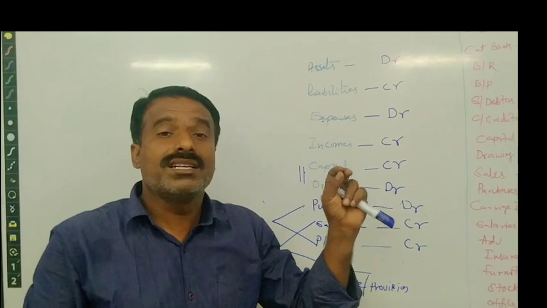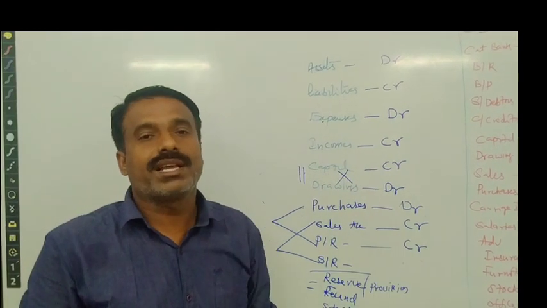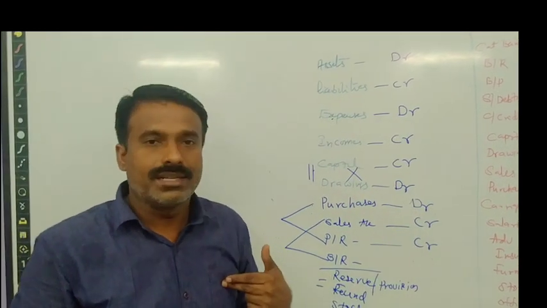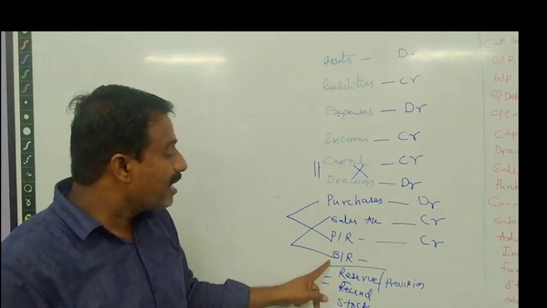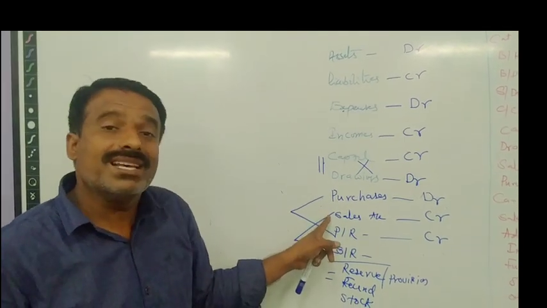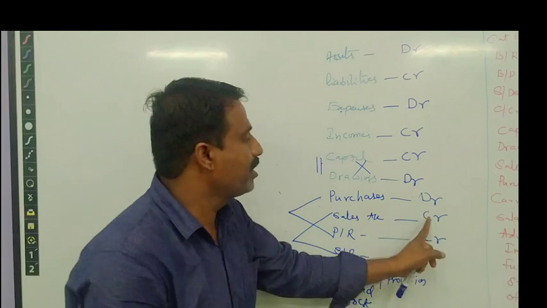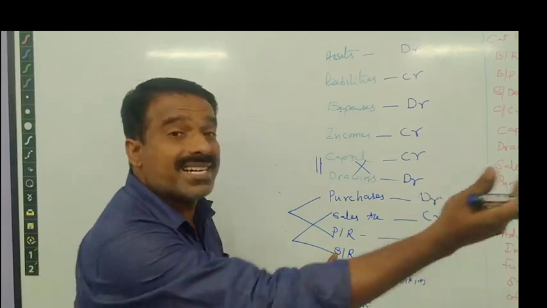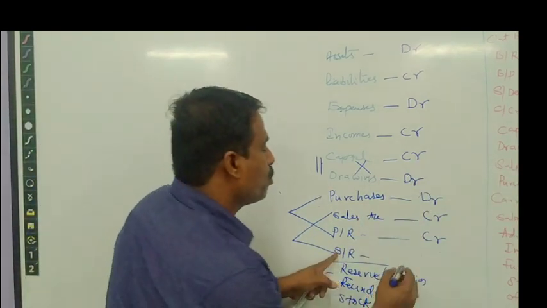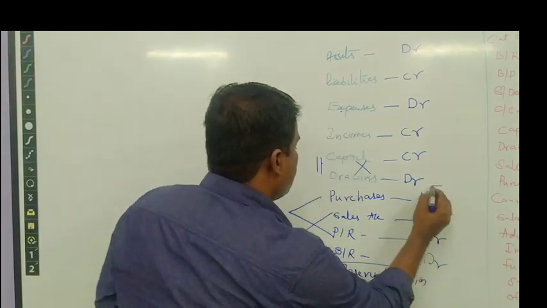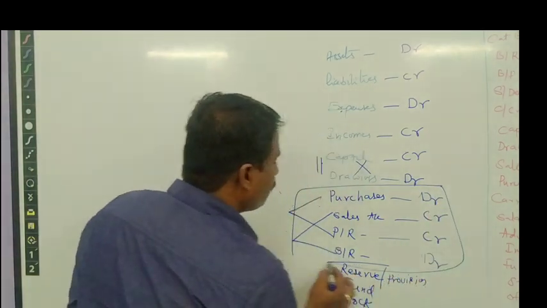When goods are delayed in reaching the supplier, the supplier also returns them to us. That is the sales return. In case of sales, goods are going out, so it is to be credited. In sales returns, goods are coming in, so it is to be debited. Friends, observe these four.